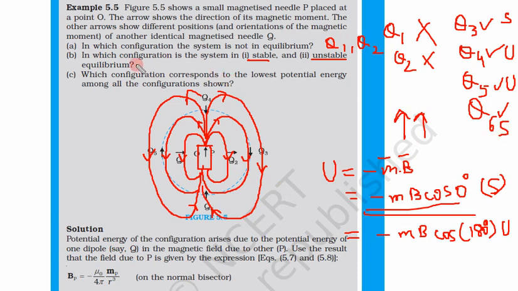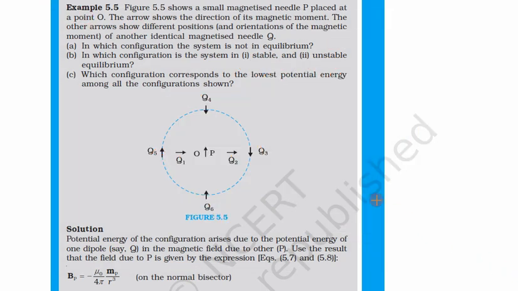So what we have got? What are not in equilibrium? Q1 and Q2. What are in stable equilibrium? Q3 and Q6 are in stable equilibrium. What are in unstable? Q4 and Q5. Now last part. So we know these are stable, these are unstable. Q1 and Q2 are not stable. Now we have to tell which will have the lowest potential energy.